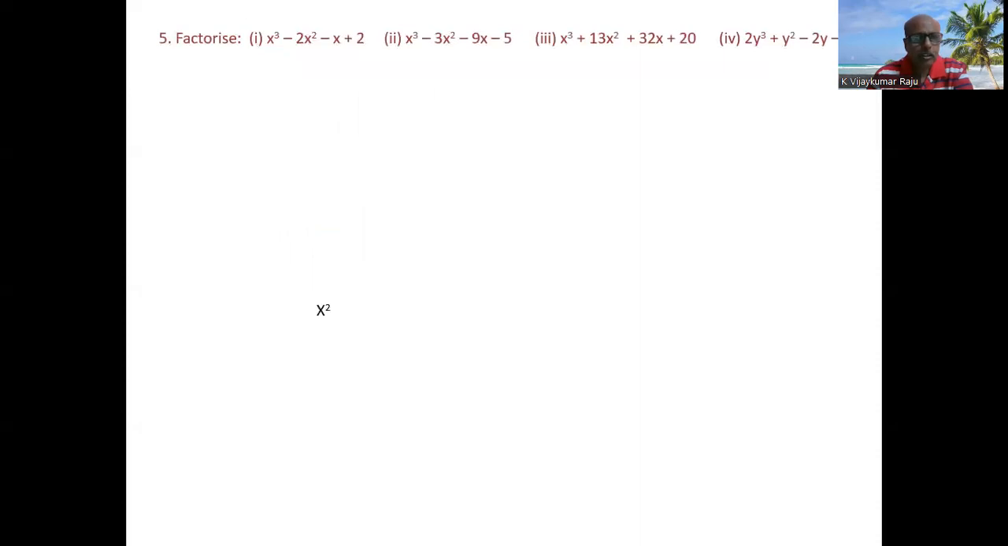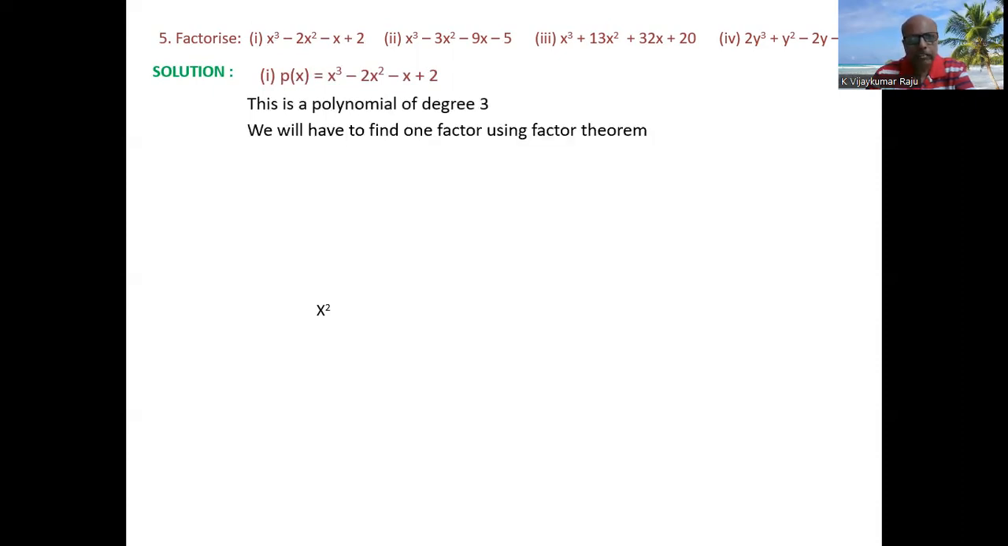Clear? Now again, factors. x raised to 3 minus 2x square minus x plus 2. This is a cubic polynomial, that is, it's of degree 3. Since it's a degree 3 polynomial, we have to first find one of the factors using the factor theorem. So let us find one factor by putting x equal to 1, that is, we will find p of 1.